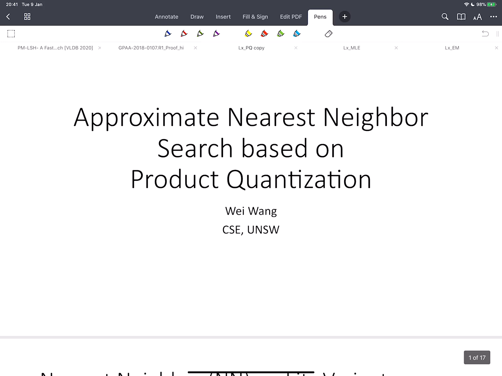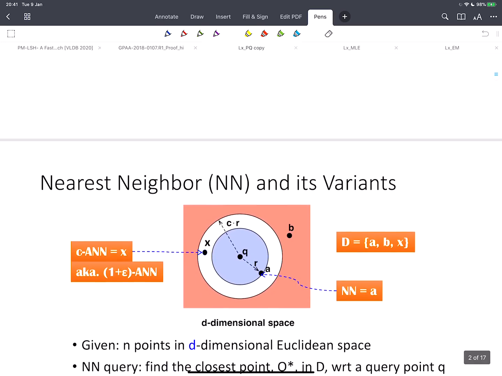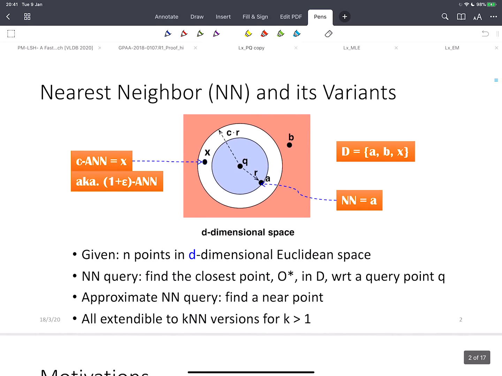So essentially, there are two papers, but we summarize most of the important things here. But for more details, you can always refer to the paper, although notation-wise, there could be some small differences. Okay, so the problem we are going to deal with is the nearest neighbor search and its variants.